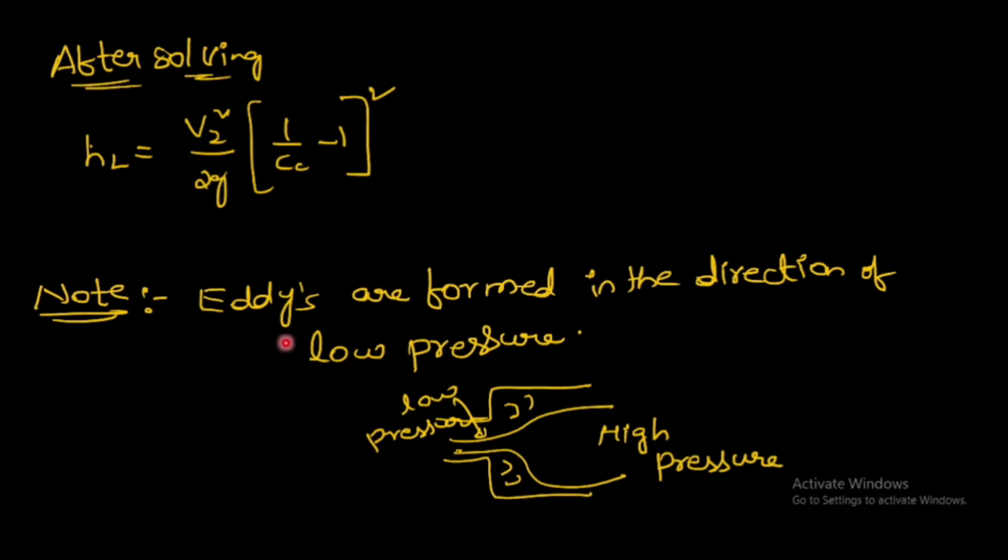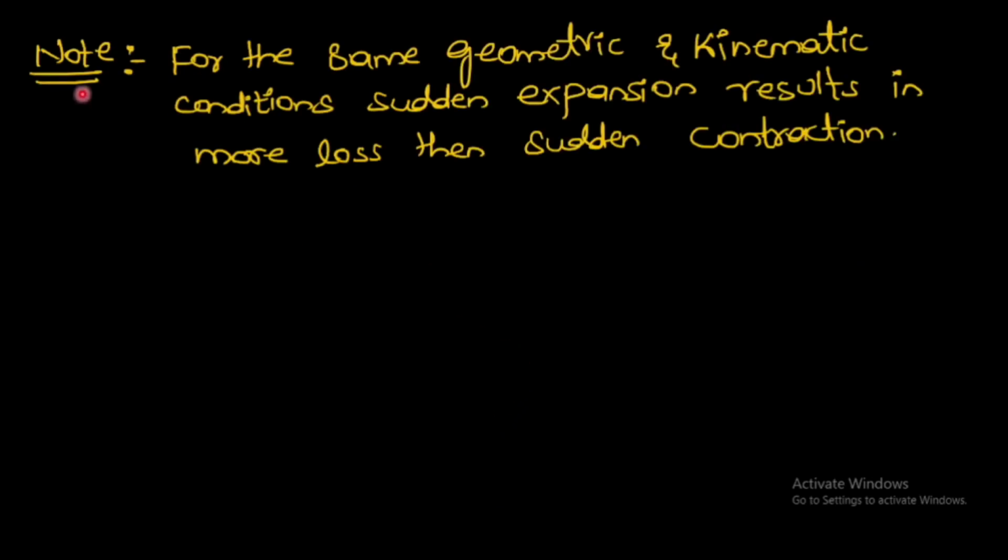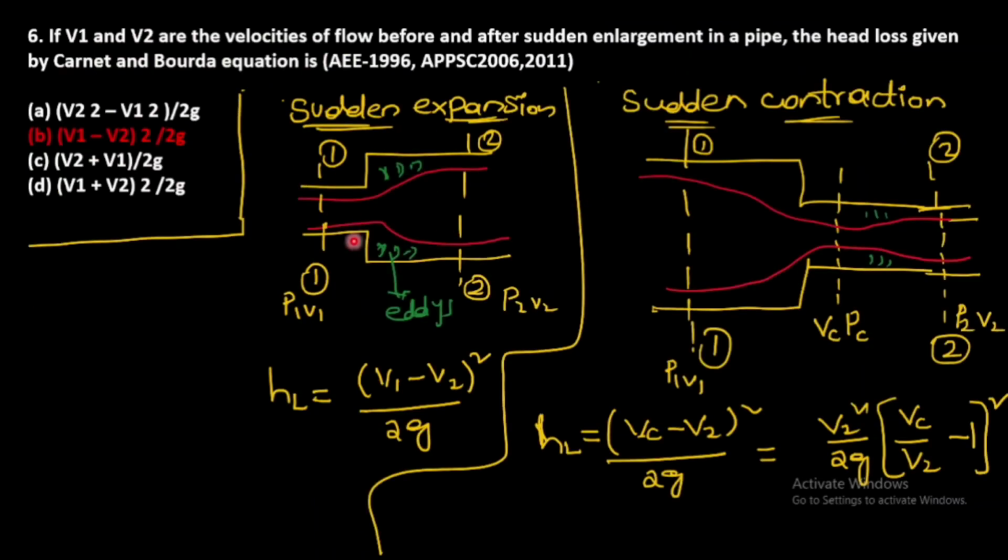There is a note point. Eddies are formed in the direction of low pressure. And one more note point is, for the same geometric and kinematic conditions, sudden expansion results in more losses than sudden contraction. So sudden expansion creates more losses when compared to sudden contraction.